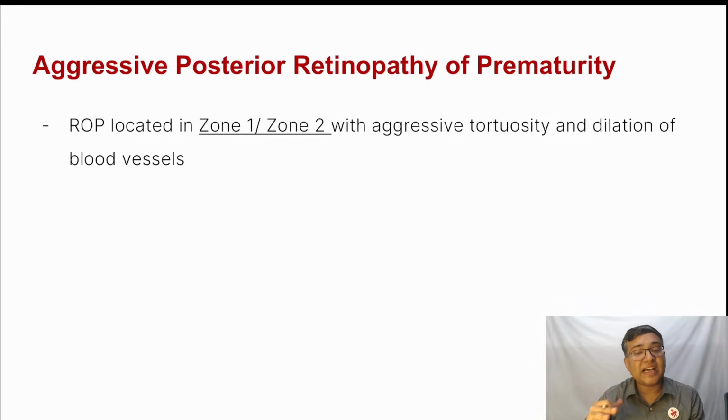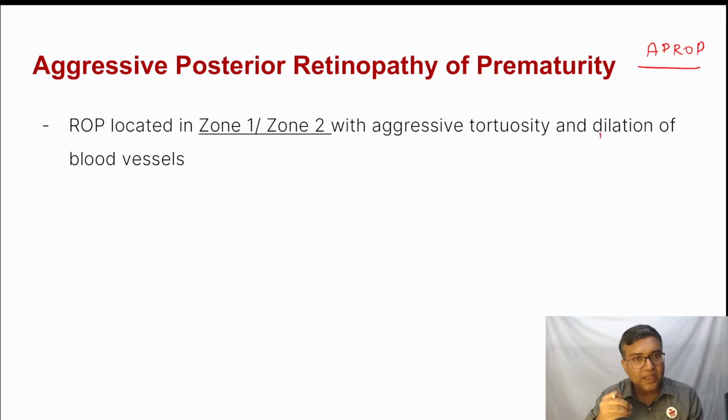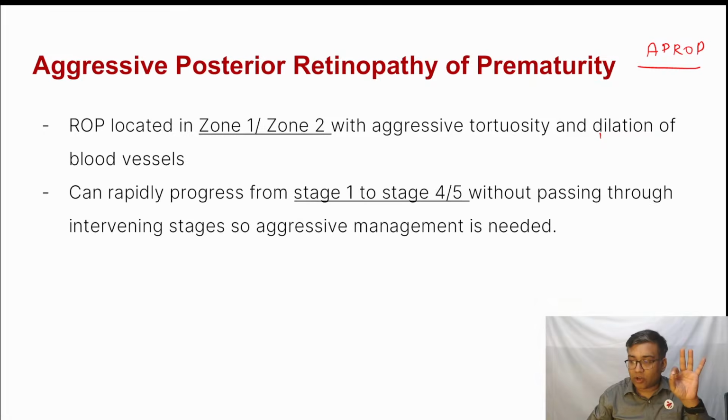Then there is a question regarding APROP, that is the aggressive posterior retinopathy of prematurity. So what is APROP? That is basically if the ROP is located between zone 1 and zone 2 and there is aggressive tortuosity and dilation of blood vessels. The second very important thing is why this type of ROP is important, because they do not basically follow a definite course. From one stage to another, they can go very rapidly. They might be at stage 2 and within a week they go to stage 4 or stage 5. So these children have a very high risk of blindness, and you have to photocoagulate these patients very early. That is a very important point whenever you are talking about APROP.